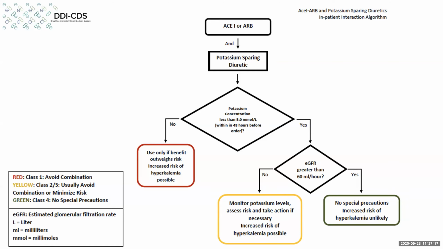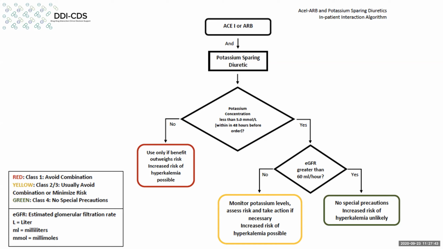And so at that point, there's a decision that needs to be made, and that decision is based on this patient's potassium concentration. Is it less than 5, or 5 or greater, within 48 hours before the start? Now, the reason why the 48 hours is in there is because we think we really need to have a pre-level. If you don't have one, then you need to get a serum potassium.